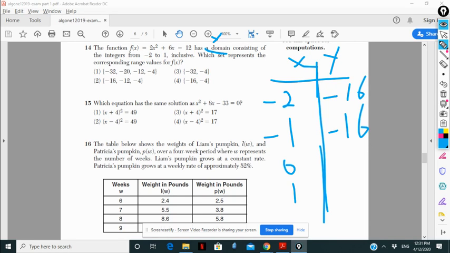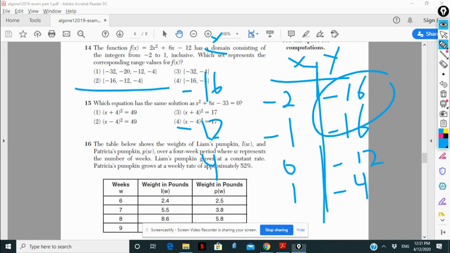Now 0. For 0, the terms with x cancel, and I'm left with negative 12. Now 1: 1 to the power 2 is 1, times 2 is 2, 1 times 6 is 6, 6 plus 2 is 8, 8 minus 12 is negative 4. So I have negative 16 repeated twice, negative 12, and negative 4, so the answer is 2.